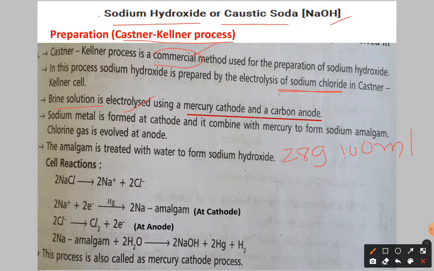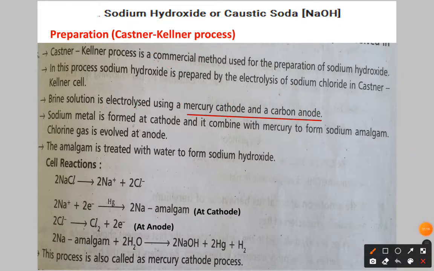As you know very well, electrolysis needs an anode and a cathode. So for the cathode we use mercury, and for the anode we use carbon. Here, sodium metal is formed at the cathode, and it combines with the mercury to form sodium amalgam, and chlorine gas evolves at the anode. After that, this sodium amalgam is going to be treated with water to get sodium hydroxide.